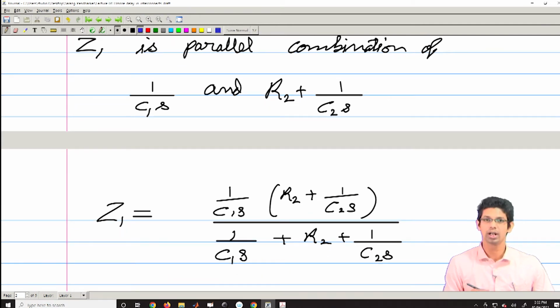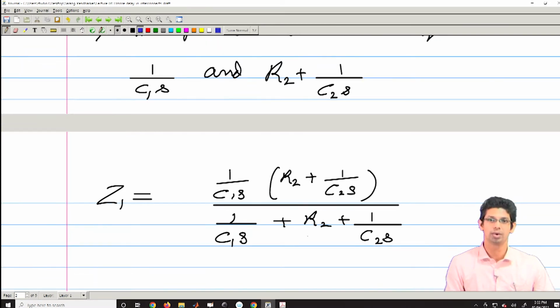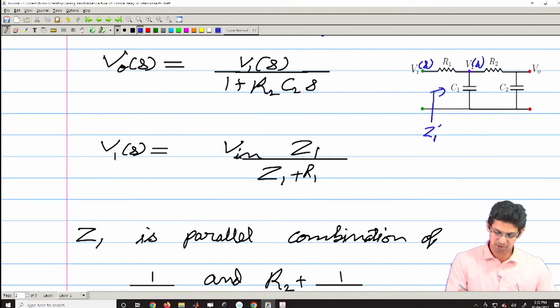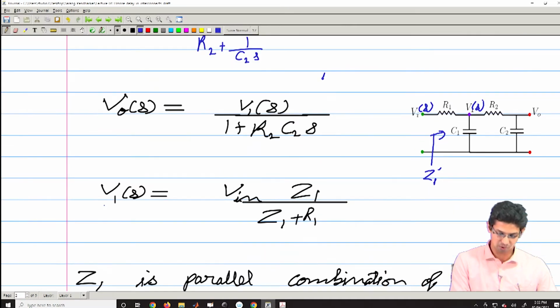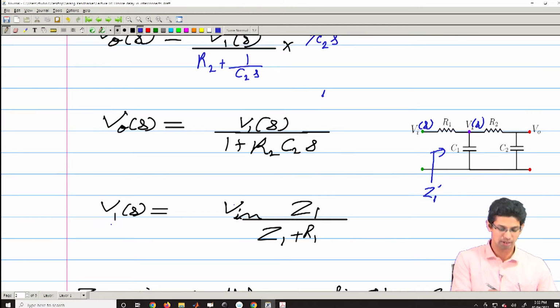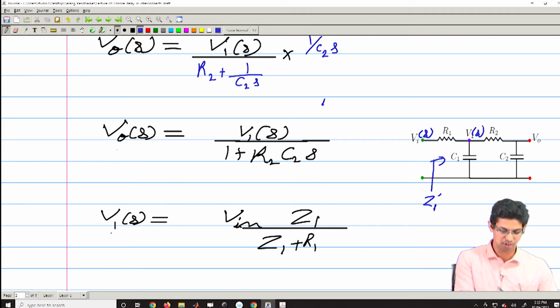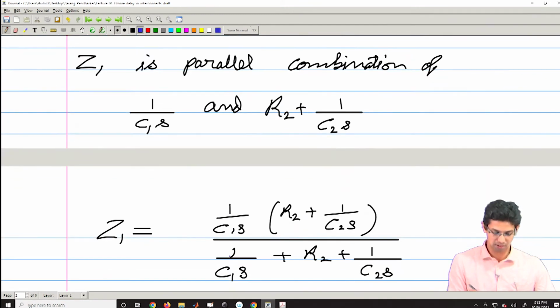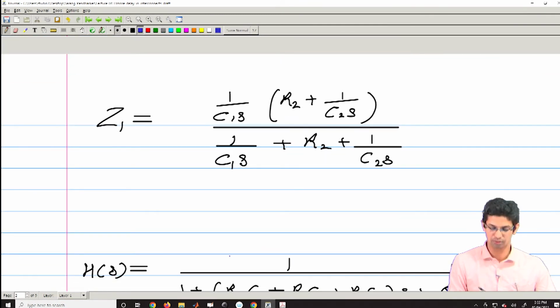So, I would strongly recommend that you pause the video and then do the remaining part of the solution on your own. What you have to do is compute Z1 like this and substitute this Z1 here. You have got a relationship between V_I, V1 and Z_in, and then you have a relationship between V_out and Z1. So, you substitute that here to finally get your transfer function.